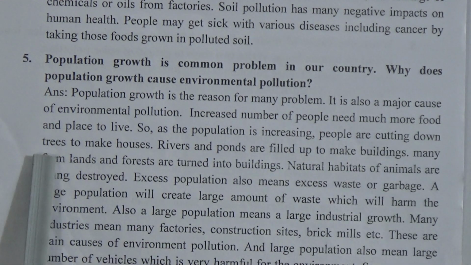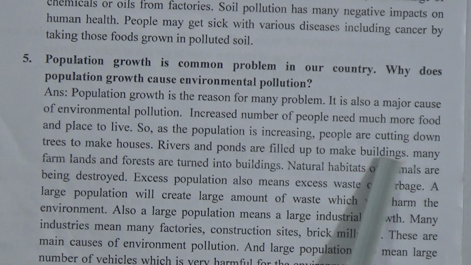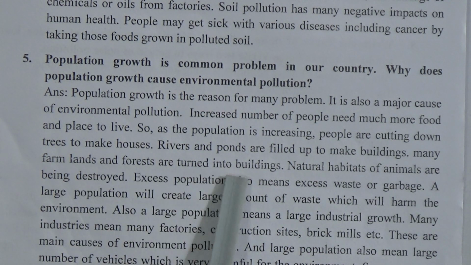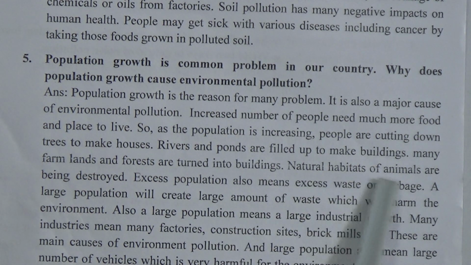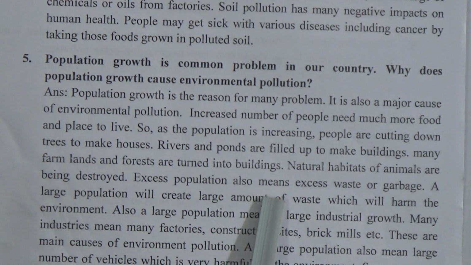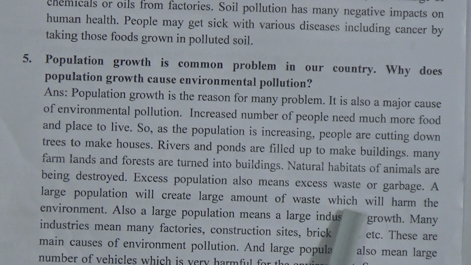People are cutting down trees to make houses. Rivers and ponds are filled up to make buildings. Many farmlands and forests are turned into buildings. Natural habitats of animals are being destroyed. Excess population also means excess waste or garbage. A large population will create large amount of waste which will harm the environment.